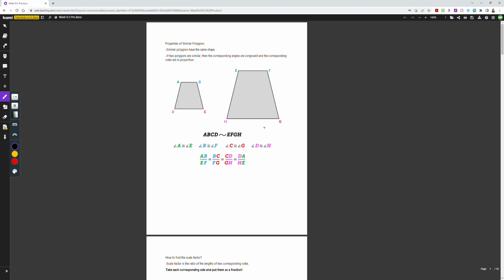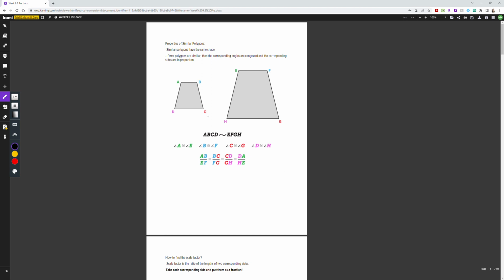Essentially, remember, similar polygons have the same shape, and if two polygons are similar, then their corresponding angles are congruent and the corresponding sides are in proportion, which means that their ratios are going to be the same. We're actually going to see in a second how we find a scale factor, and I'll explain what the scale factor is. So let's look at this example.